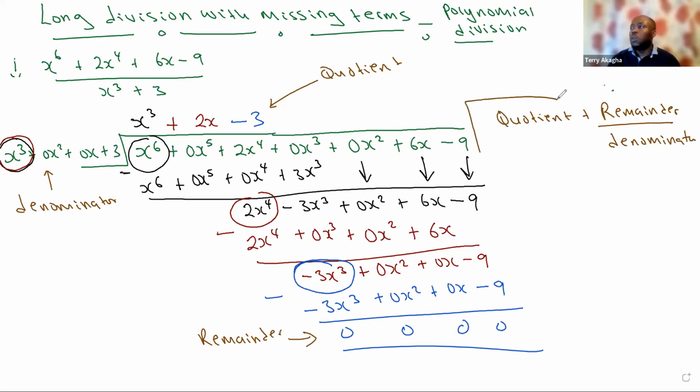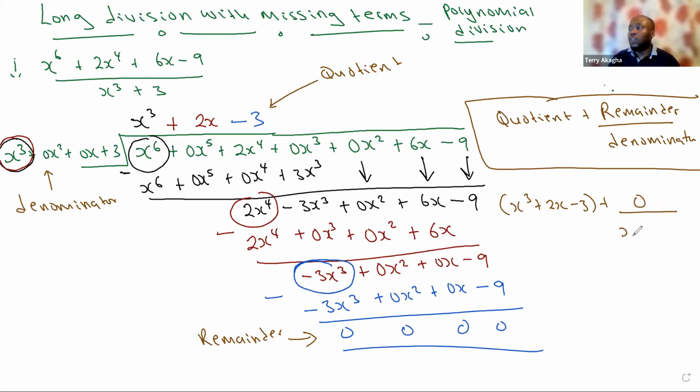So that's the answer. So the quotient is going to be x cubed plus 2x minus 3. There's no remainder over x cubed plus 3. So that means this is going to be 0 at the end of the day, but I'm just going to write it just to be clear as well. And that will be the answer for that.